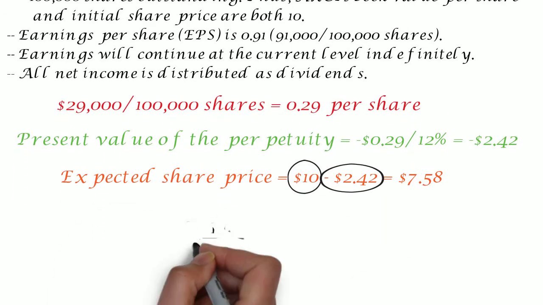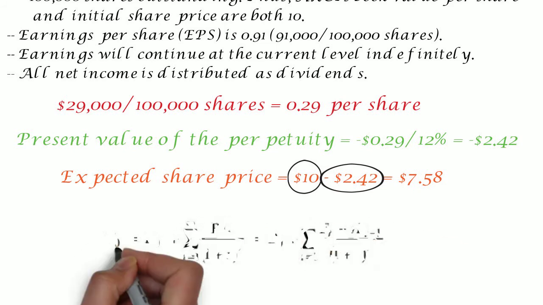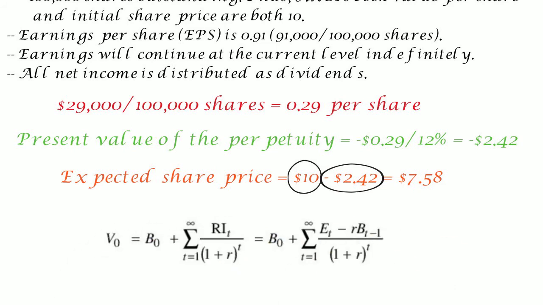According to the residual income model, the intrinsic value of common stock can be expressed as follows, where V0 is the value of the share of the stock today, B0 is the current book value of equity, BT is expected book value of equity at any time in future, R is the required rate of return on equity investment, ET is the expected net income for period T, RI is the expected residual income, which is calculated as ET, which is net income for the period T, minus R, which is the required rate of return on equity investment, times the book value at the start of the period T.